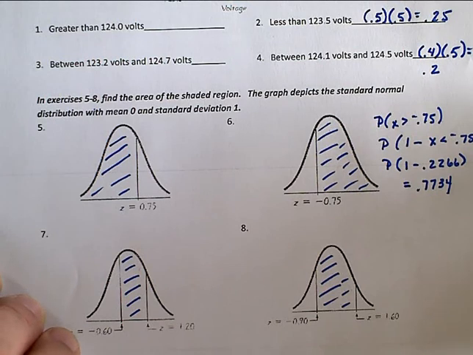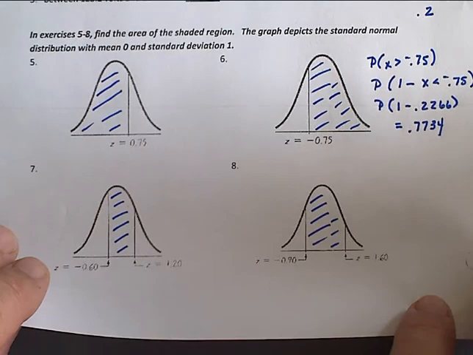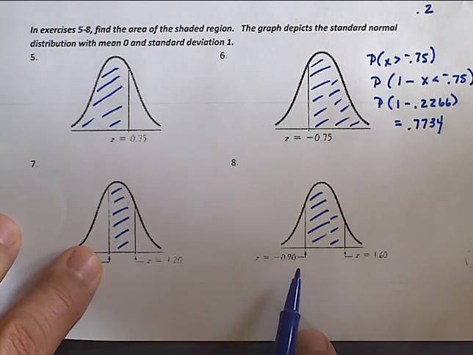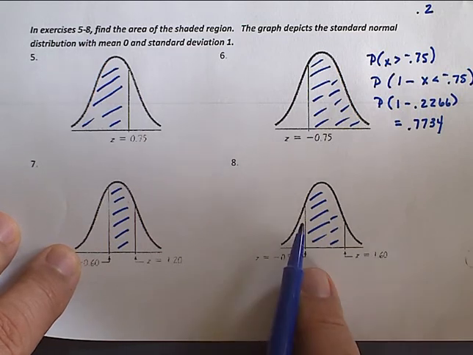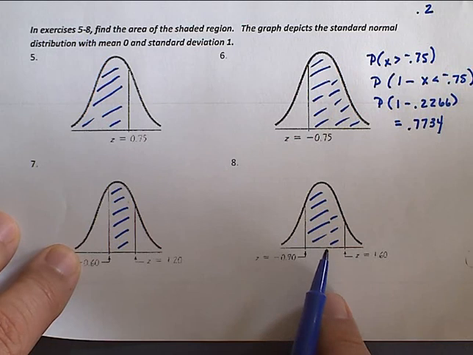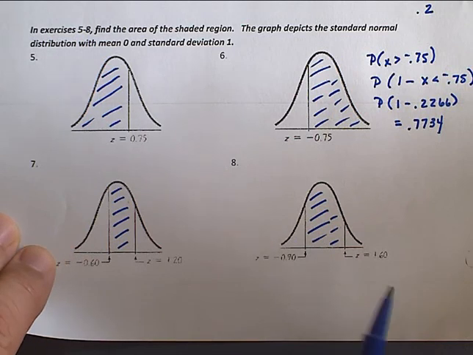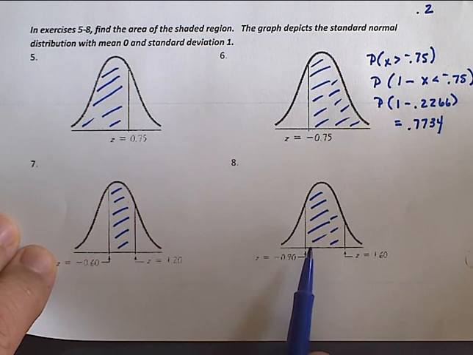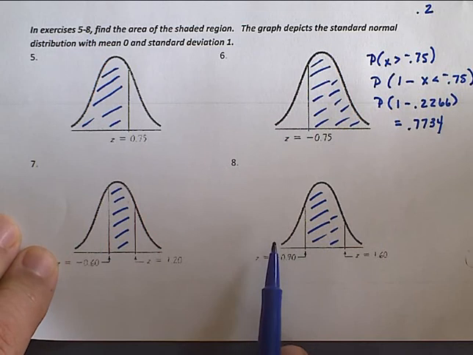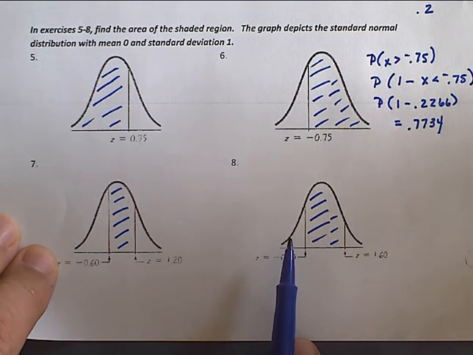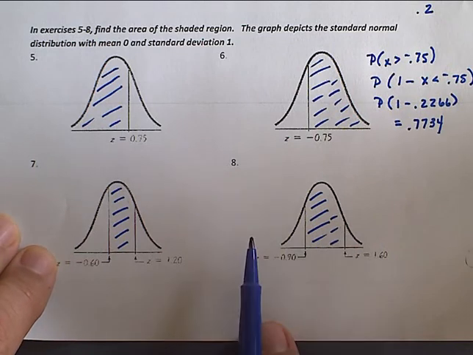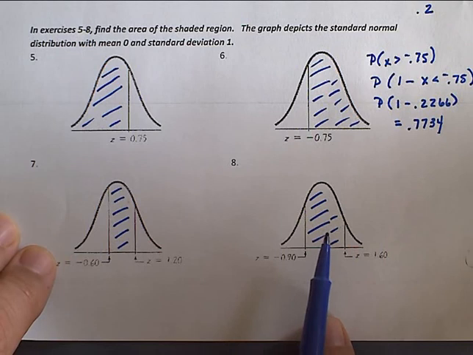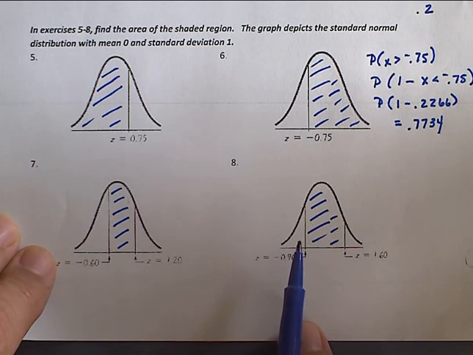Okay, number 8. In this example, I've got two z-scores here, negative 0.9 and 1.6, and I want to find the area under the curve between those lines. Now, remember what the table's going to do. I want the negative 0.9. If I look it up in my table, that's going to be this left side. I don't want that. If I look at the 1.6, that's all of this left side.